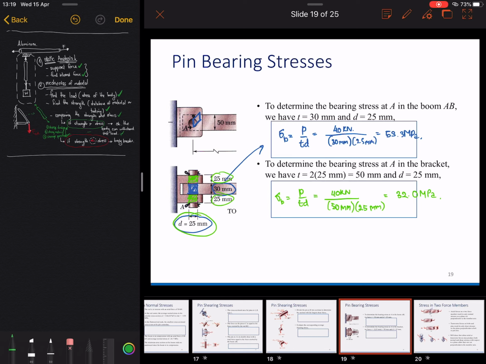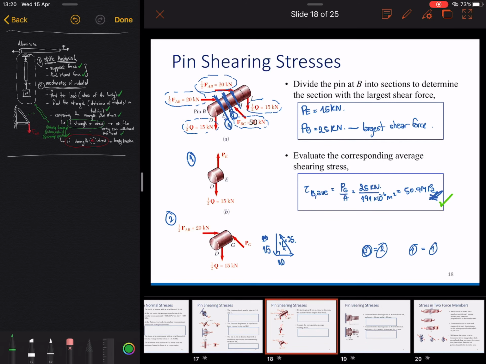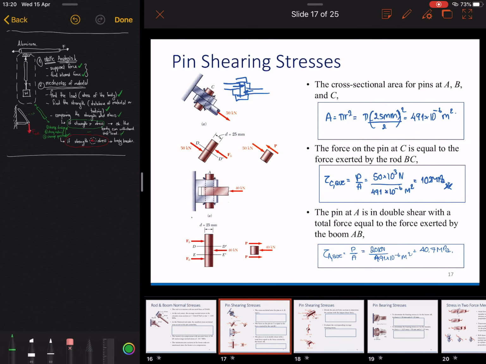And for each and every stress that we compute here, we have to compare each stress with the strength of those components, because I'm not sure whether everything is stainless steel or not. But suppose we have every component as steel, so we have the strength of 165 megapascal. This is okay. This is okay. This is also okay. This is also okay. The shear stress here, this is also okay.